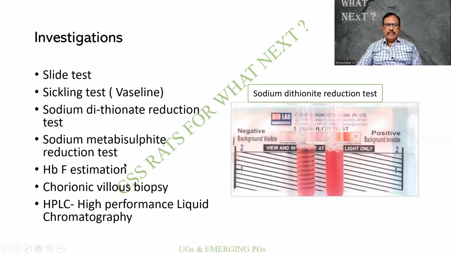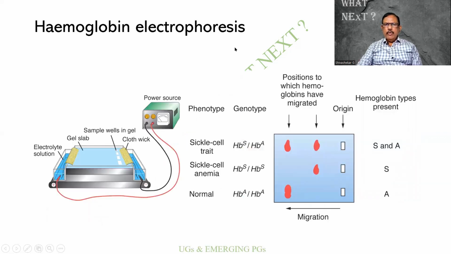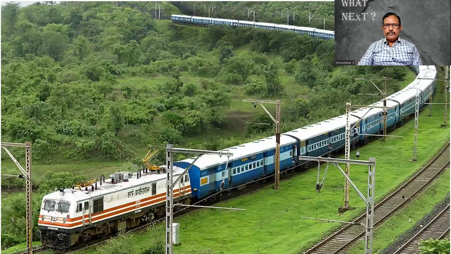Hemoglobin F estimation, because it is inversely proportional to hemoglobin S. Chorionic villus biopsy for the replacement of valine for glutamic acid. High performance liquid chromatography is an important test. But more important to me will be the hemoglobin electrophoresis. By electrophoresis, you find the different particles which are otherwise similar get separated. It can be proteins or it can be hemoglobin, etc. So the hemoglobin S and A are getting separated. This will be even more meaningful.